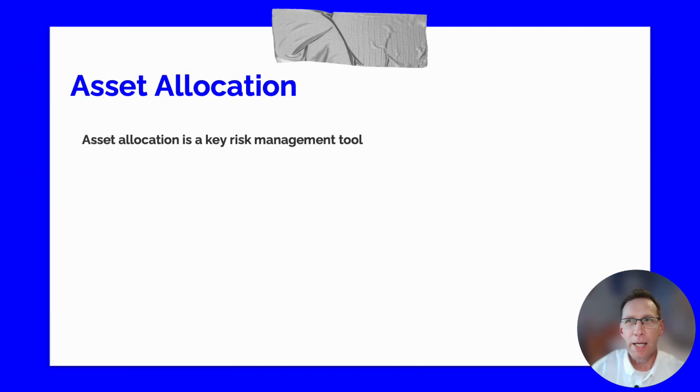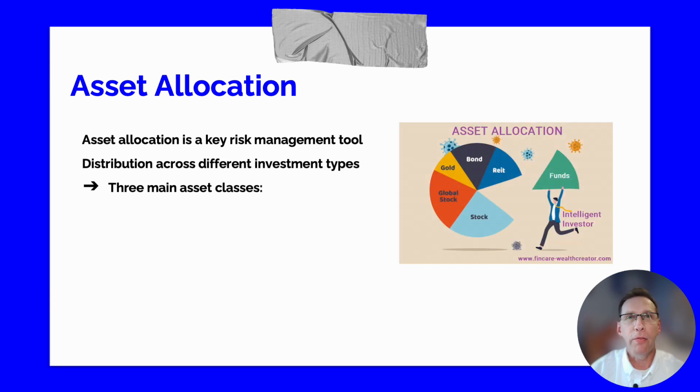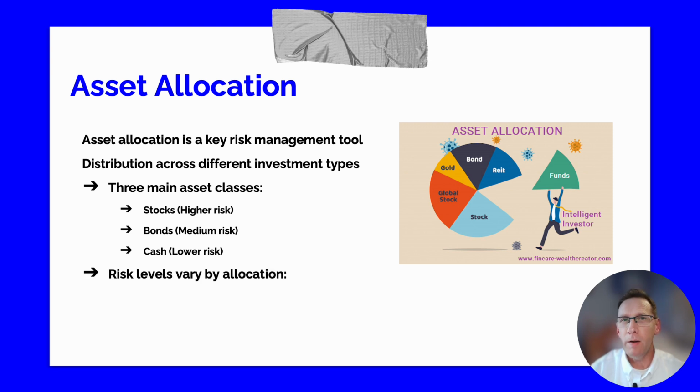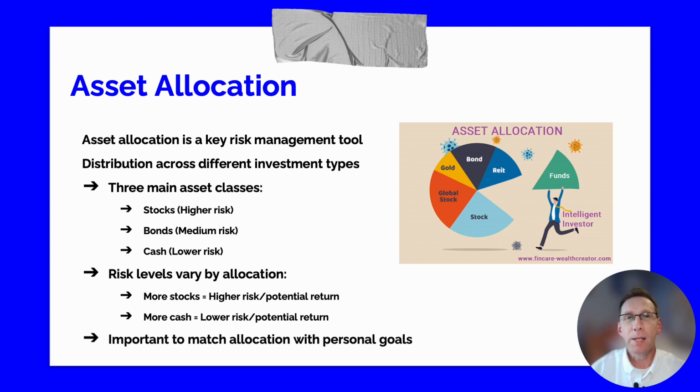Asset allocation is a key risk management tool because in this case, you're distributing across different investment types. There are three main asset classes. There's stocks, which are higher risk, bonds, a medium risk, and cash is the lowest risk. The risk levels vary by allocation, where you're putting the money. More stocks equals higher risk, but also higher potential return. More cash equals a lower risk and lower potential return. It's important when you're individually investing to match your allocation with your own personal goals.